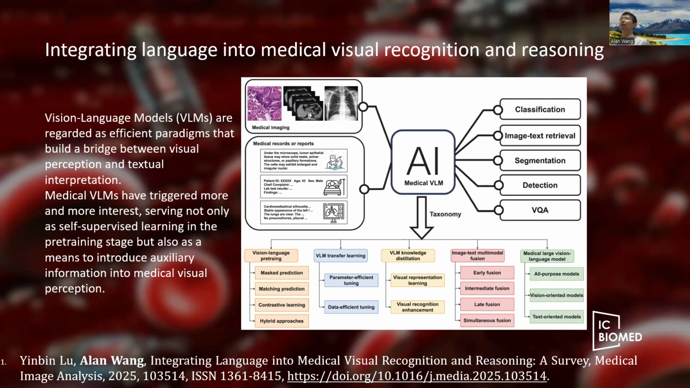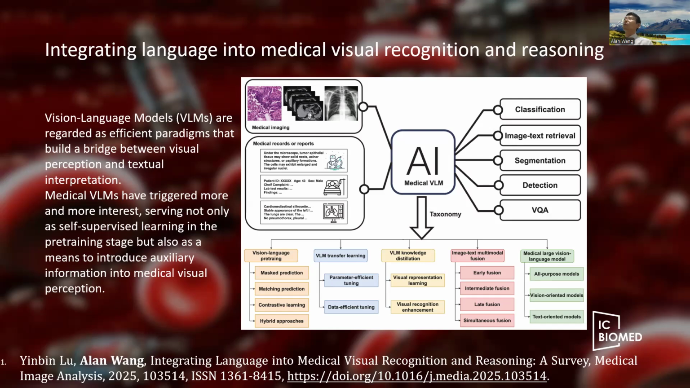Previously, most of the neuroimaging data analysis, or medical imaging data analysis, mainly focused on the imaging itself, so they underutilized the textual information. The medical vision language models have triggered more and more interest and attracted a lot of researcher attention. They not only include self-supervised learning in the pre-training stage, but also introduce auxiliary information, for example, the radiological report or historical report, into the medical visual perception.